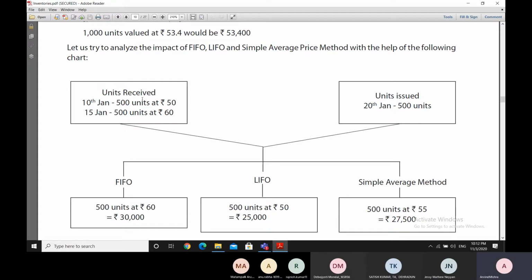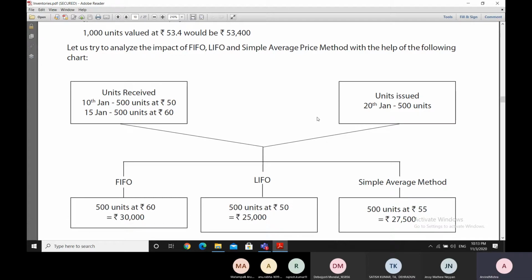we have received 500 plus 500 units in purchase. That means we have received a total of 1000 units. The first 500 units we have received at 50 rupees. The next 500 units we have received at 60 rupees. And then we have issued, out of these 1000 units, we have issued 500 units. And therefore, we are left with 500 units.